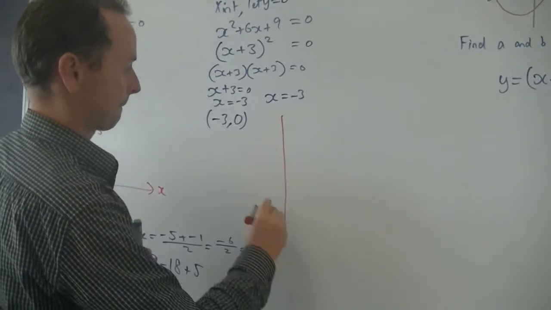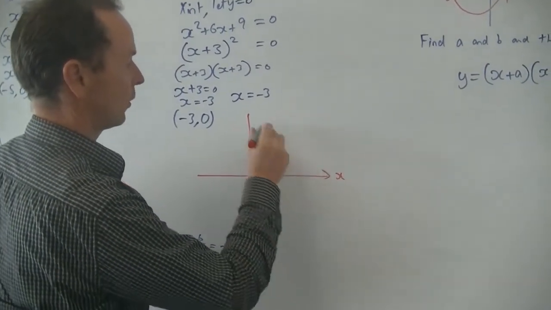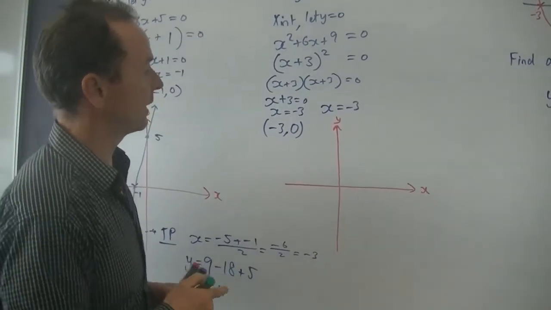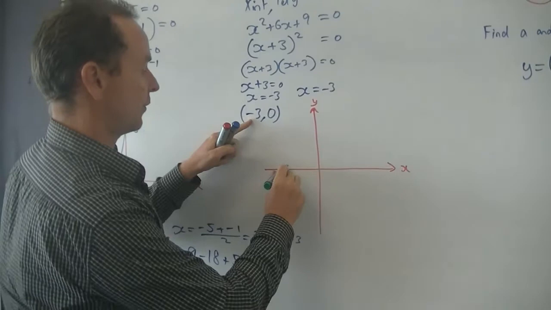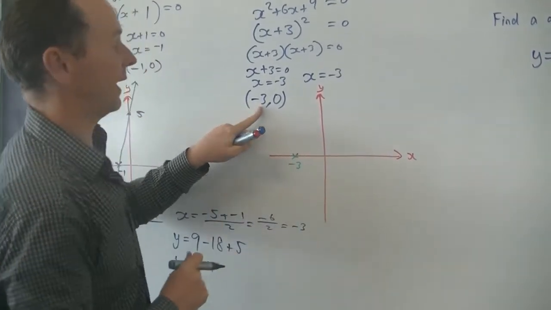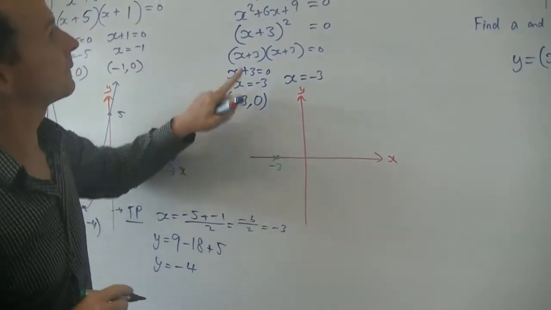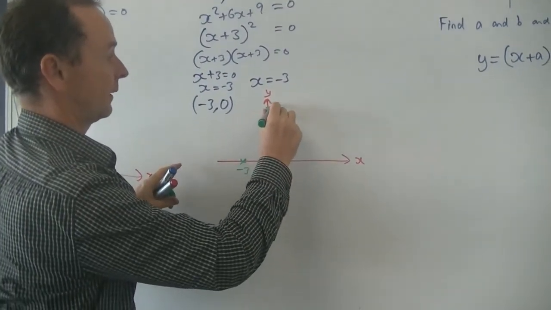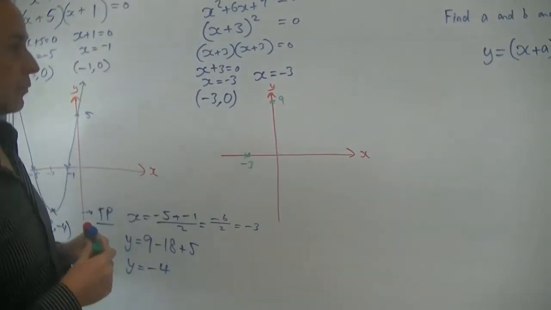So if we have our graph here, remember, don't do it too small in your book. Make it as big as you can, nice and neat so it makes sense. Okay, so we've got negative 3, 0, which is there. That's our x-intercept. There's only 1 this time. And we've got our y-intercept at 0, 9. So that looks pretty reasonable.